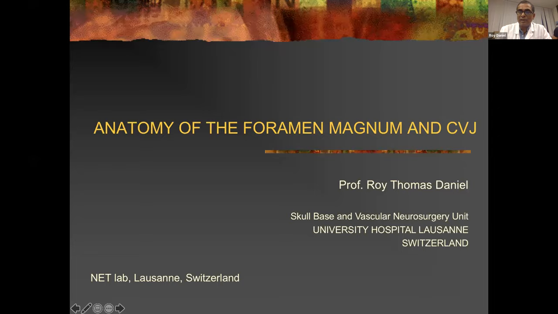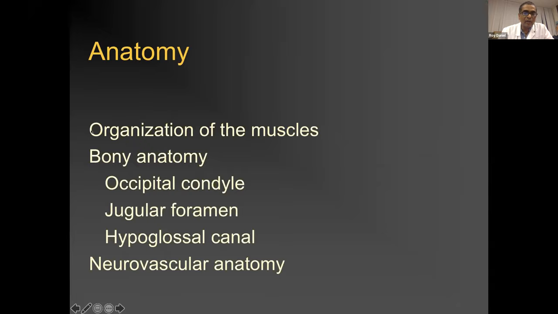And I'm happy you spoke about the anterolateral approaches. So that there's not much of an overlap between my talk and yours and possibly Sebastian's at the end, I'm focusing on just the anatomy of the foramen magnum and CV junction from a posterolateral perspective. And this is work entirely done in our cadaver lab here at Lausanne. So the talk goes through the organization of the muscles, focusing after that on the bony anatomy, the occipital condyle, the jugular foramen, the hypoglossal canal, and in between, of course, the neurovascular anatomy.